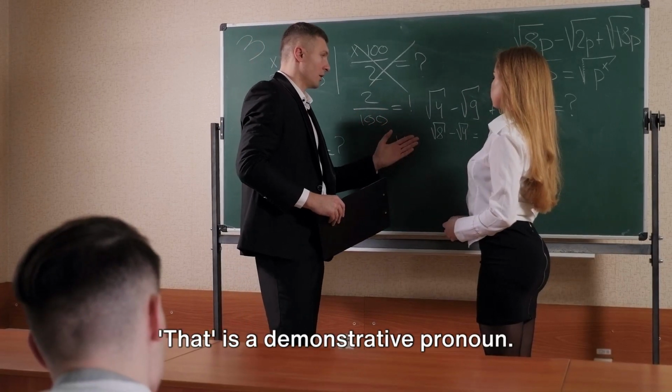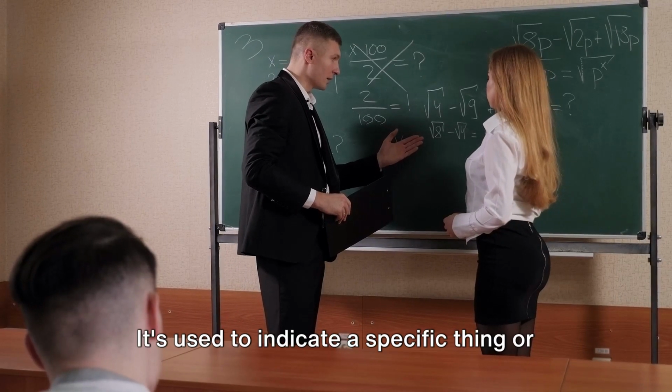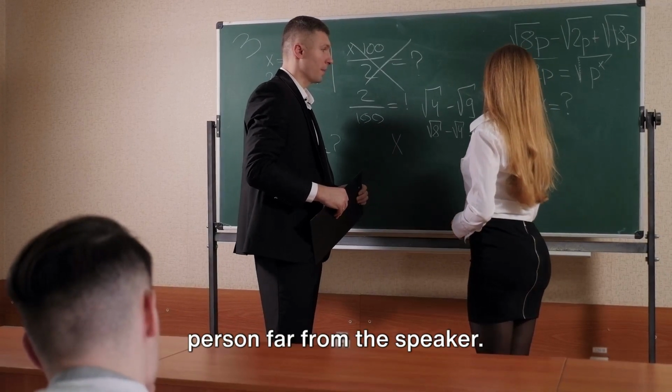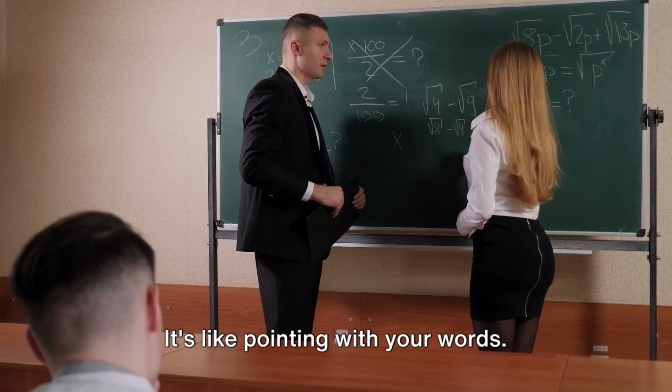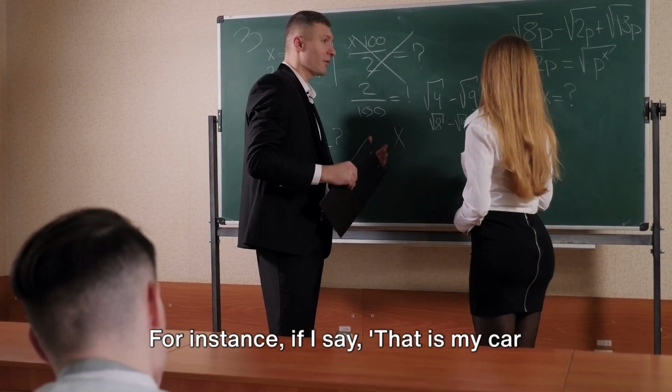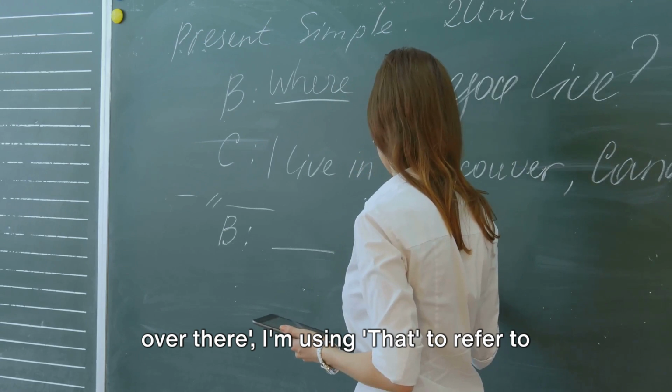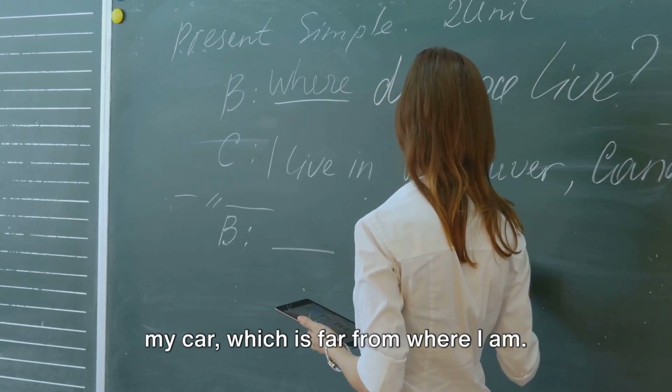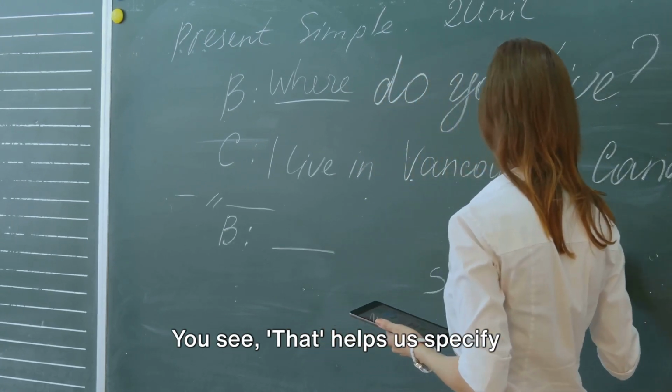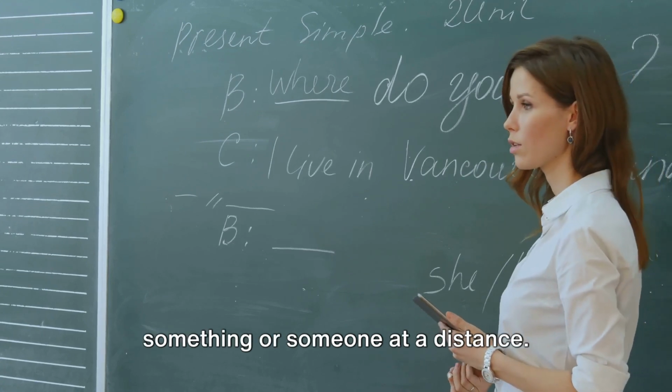Moving on to that. That is a demonstrative pronoun. It's used to indicate a specific thing or person far from the speaker. It's like pointing with your words. For instance, if I say, that is my car over there, I'm using that to refer to my car, which is far from where I am. You see, that helps us specify something or someone at a distance.